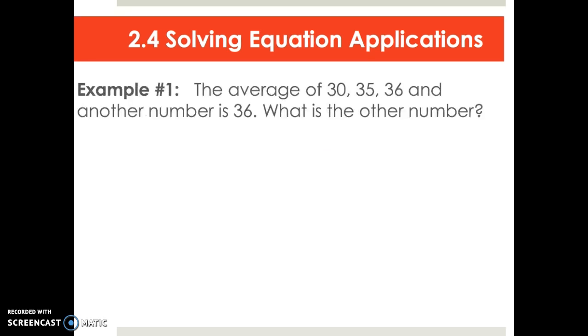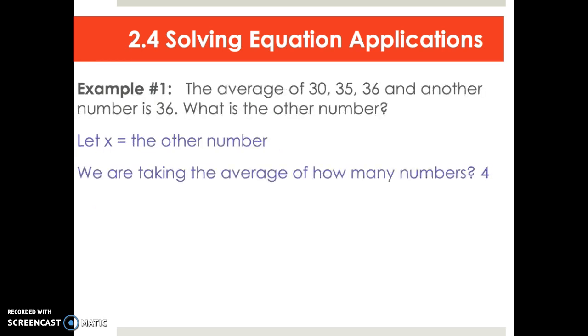For example, the average of 30, 35, 36, and another number is 36. So they've said our average is 36. They want us to find the other number. We're actually adding together 4 numbers, 30, 35, 36, and another number. So we're going to define our variable, our x. Let x equal the other number, or the number that we're trying to find.